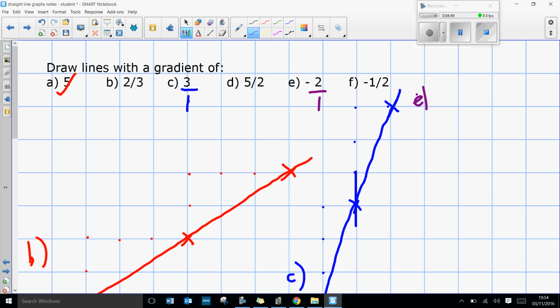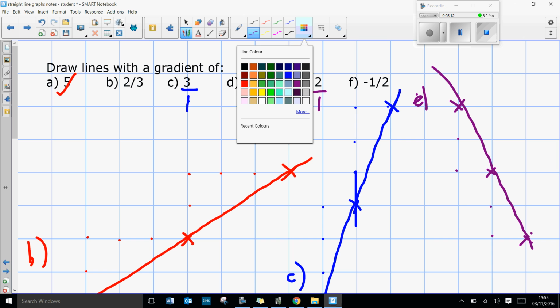Rise negative 2, which means I'm going to go down 2 and across 1. Down 2 and across 1. As I join my points up, I can see that it's downhill sloping, which looks correct, because I know that gradients are always downhill if they are negative.